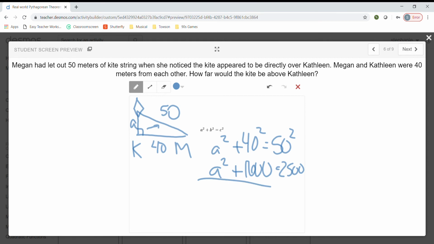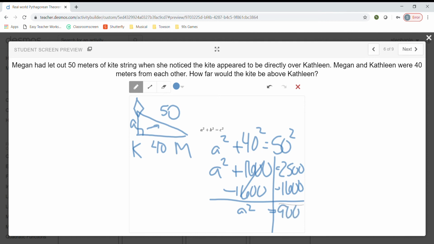I ask myself, can I add these two? No, I cannot. So I have to do what? I have to subtract. So I'm going to subtract from both sides. These cancel out. I'm left with a squared equals 900. I'm going to take the square root of 900. I'm going to be left with a equals 30. So the kite is 30 meters above Kathleen.